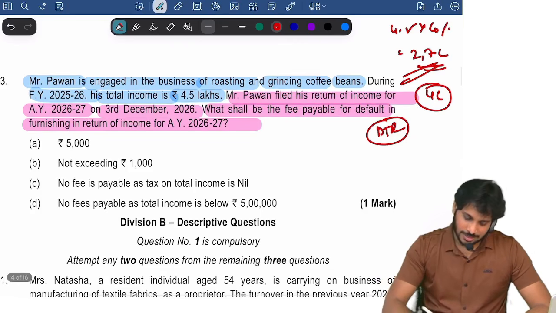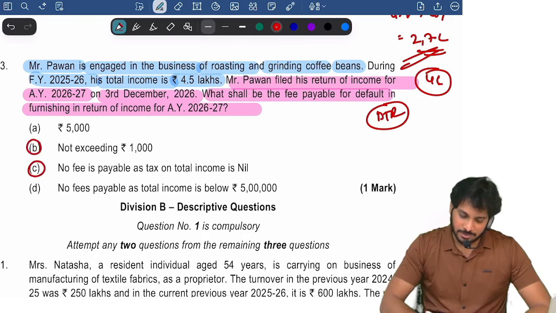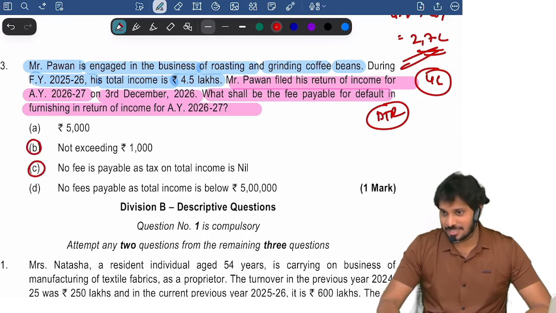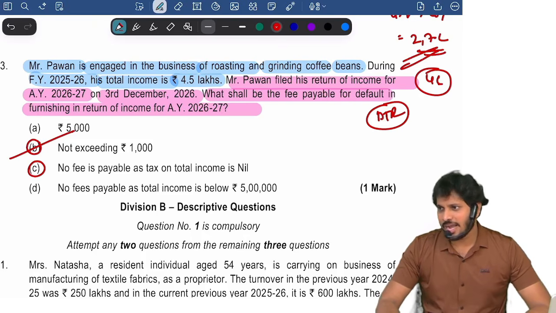I think I'm struggling between B and C. What is the answer given? B, I think. Okay, fine. Technically, he does not have a requirement to file the return of income, but still he is filing belatedly, therefore penalty is applicable. And if total income is not exceeding 5 lakhs, maximum penalty 1,000. Otherwise, 5,000. Correct? Okay, fine.